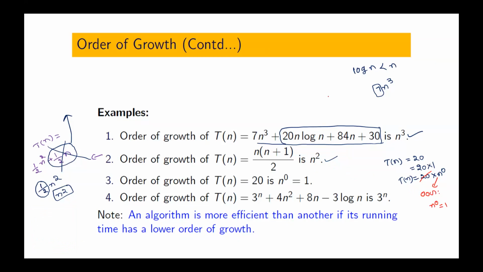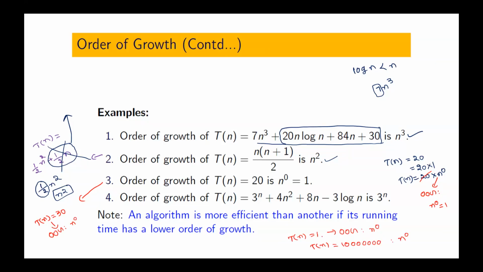For example, T of n is given as 30. What is its order of growth? 1. Order of growth is 1. 1 means it is actually n power 0. Okay. If T of n is given as 1, what is its order of growth? N power 0, that is 1. If T of n is 1 crore, same. Any number.